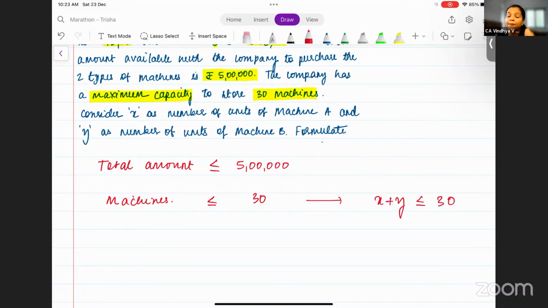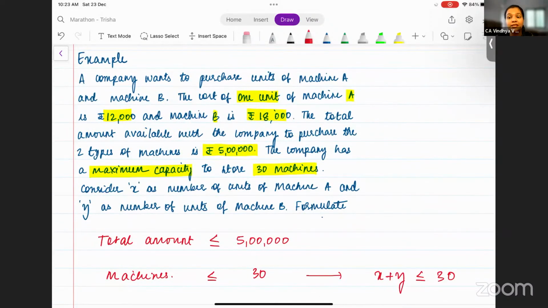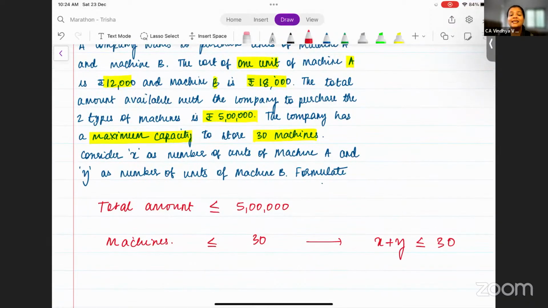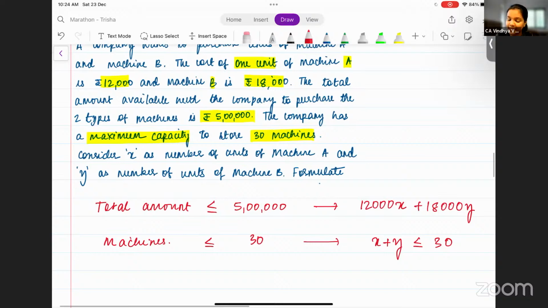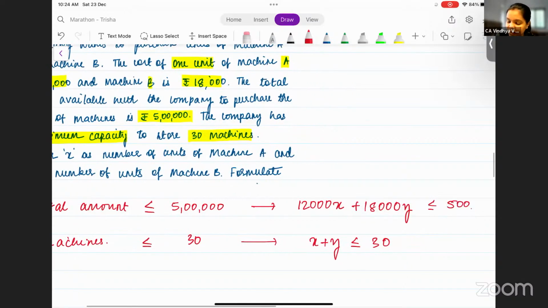Because X means number of units of machine A and Y is number of units of machine B. So X plus Y less than or equal to 30. And each unit of X is costing us rupees 12,000, whereas each unit of Y is costing us rupees 18,000. So can I say the total amount that you can spend is 12,000 X plus 18,000 Y, which should be less than or equal to 5 lakhs. These are our two constraints.